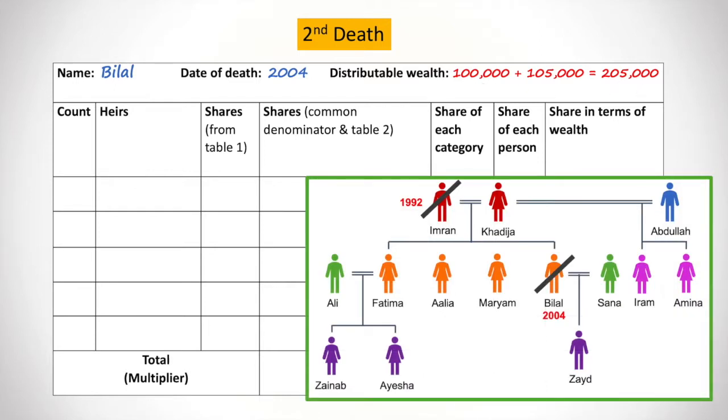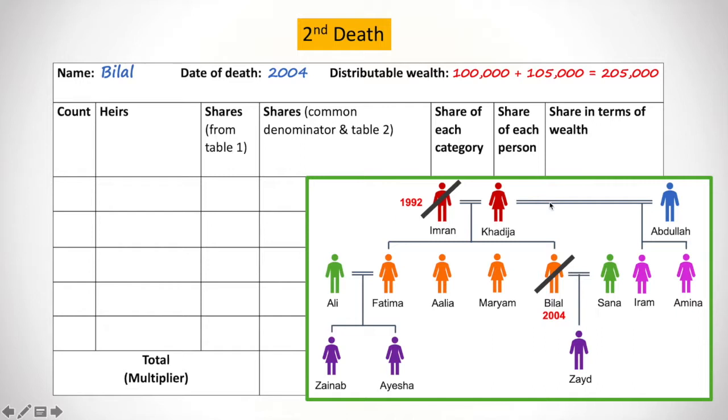We look at our situation at the time of death of Bilal and see who are the relatives alive at the time of his death. So when Bilal died, he had a wife, which was Sana, he had a son, who was Zayd, a mom, who was Khadija, and then he had three real sisters, Fatima, Aliya, Maryam, and then he had two maternal sisters, Iram and Amina, because they have a common mom.